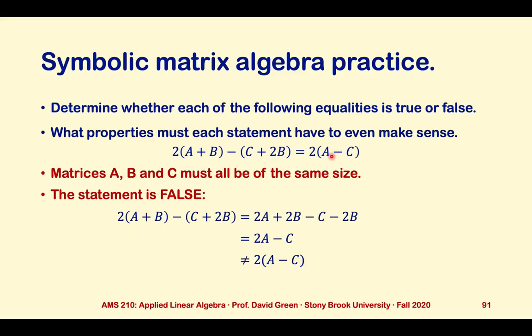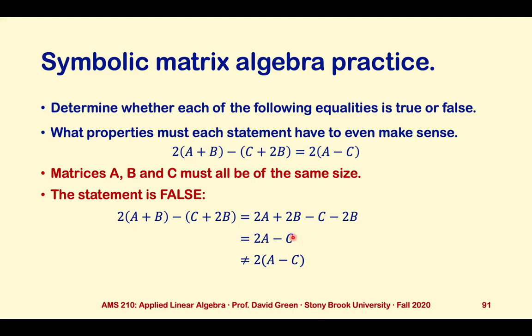How do we know this? We do the same thing. Expand this one first, so multiply out the two. Scalar multiplication and matrix addition are distributive, so 2(A plus B) is 2A plus 2B. Negative C minus 2B is negative C minus 2B. The 2B and the negative 2B cancel out, and what we're left with is 2A minus C.